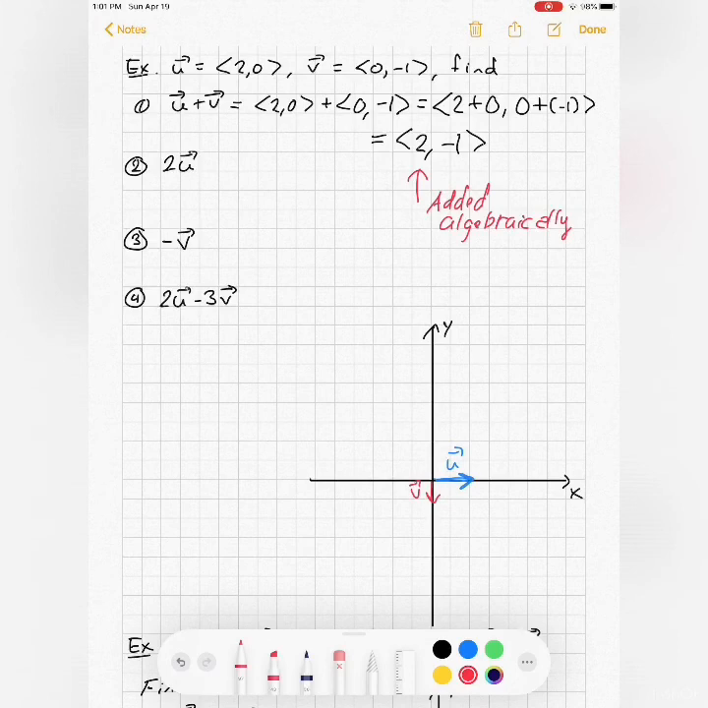So what if I plot that vector? I go right 2 and down 1. So there's the vector u plus v. You might notice that it looks like there's some relationship graphically between the vector sum and the vectors u and v themselves. And there actually is. So let me show you another way that I could add those vectors u and v. I could add them graphically.